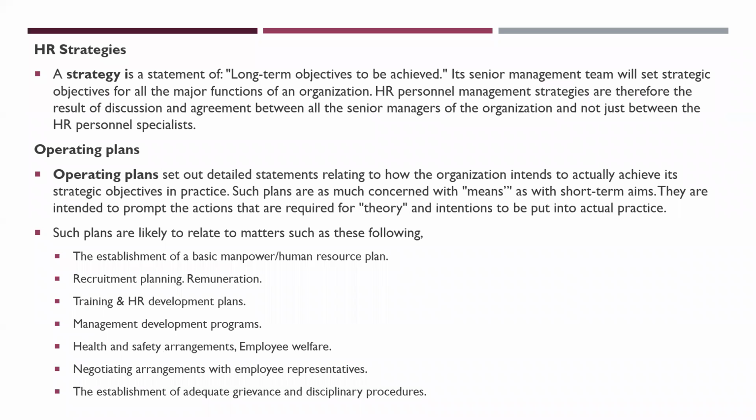Next, now we are talking about the HR strategy. So strategy is a statement of long-term objectives to be achieved. Its senior management team will set strategic objectives for all the functions of an organization. So strategy is something which is planned for a long term, and strategy is always done for the corporate. And for the corporate, if you are doing a strategy, all the functional departments as well have to perform their strategical planning. So the HR department is also one department.